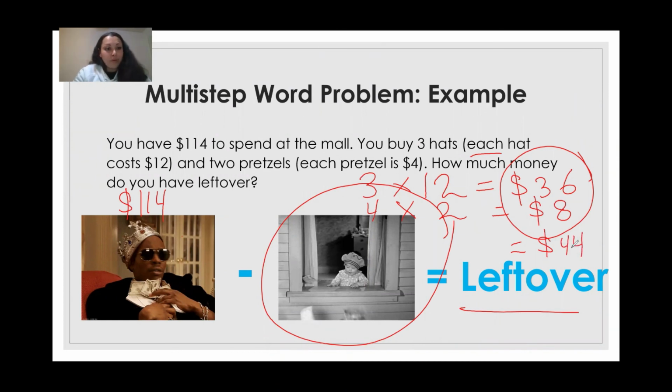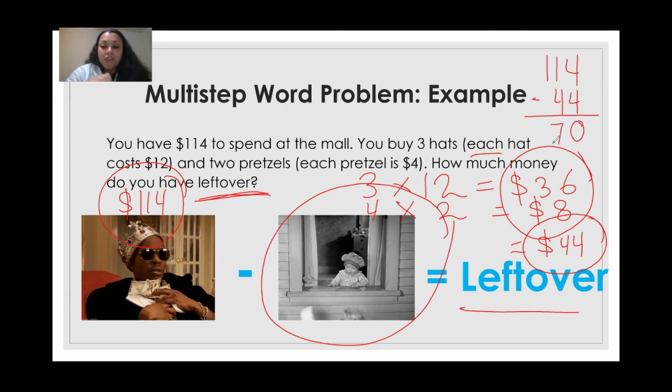So that's not what we're being asked though, right? It says how much do we have left over? We know we had 114, we spent 44, so we have to subtract to find the leftover. So we're going to take 114 and subtract 44. So I know 4 minus 4 is 0. And then I have 11 minus 4, because again, 1 minus 4 wouldn't work. So 11 minus 4 ends up being 7, so we have $70 left over.